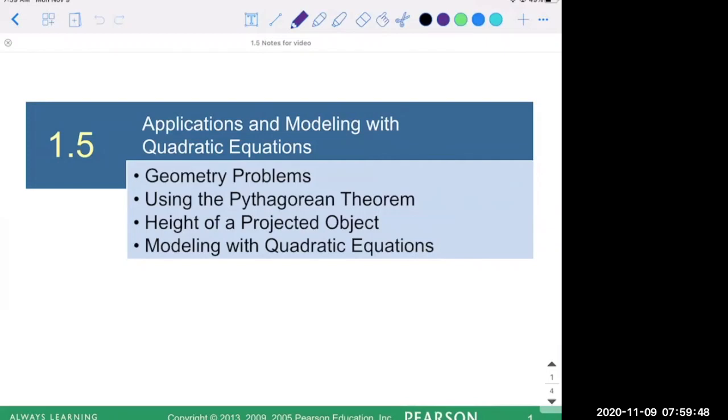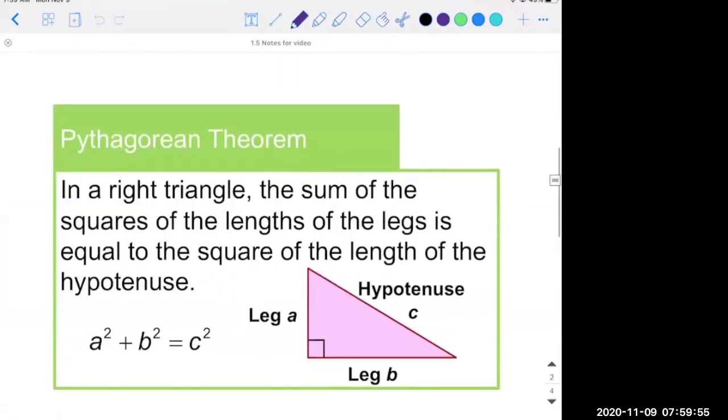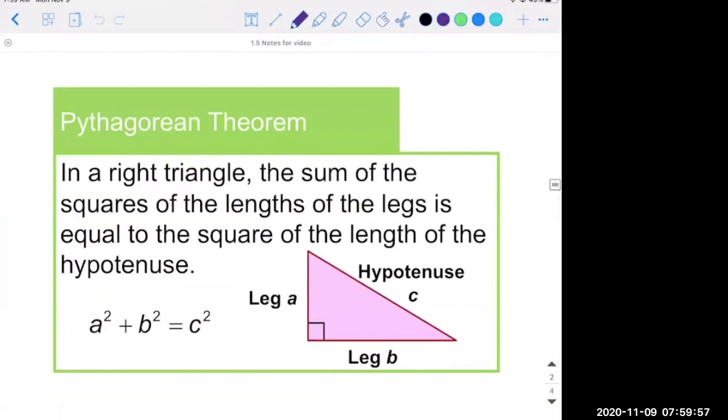Section 1.5, Applications and Modeling with Quadratic Equations. The first type of problem that we're going to do in this section uses the Pythagorean Theorem. So here's a quick reminder.